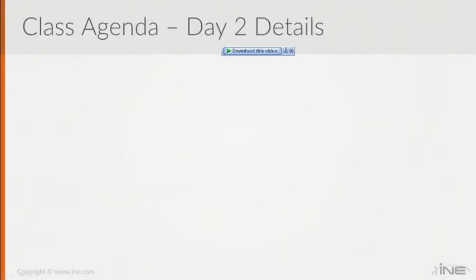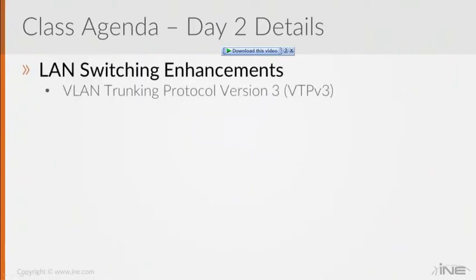Now for next week's class, the second day of class, this is where we're going to start to talk about more enhancements for technologies. Now in the case of layer 2, really not a lot has changed here. We'll look at one minor change, which is VLAN Trunking Protocol version 3, VTP v3. Beyond that, that's pretty much going to be the scope of layer 2 switching.